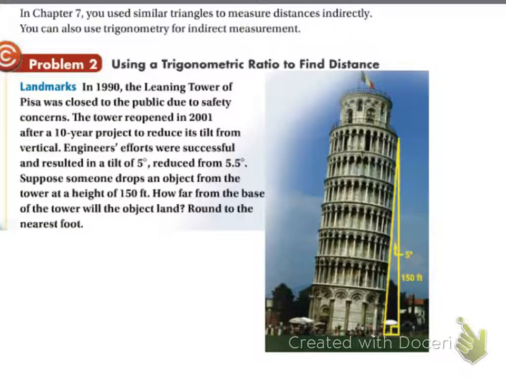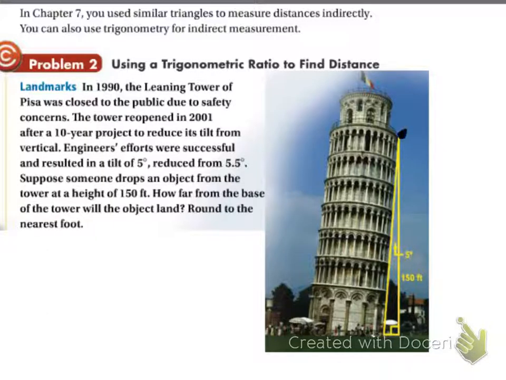Okay, we're going to apply some trig ratios here to find distance. In 1990, the Leaning Tower of Pisa was closed to the public due to safety concerns. The tower reopened in 2001 after a 10-year project to reduce its tilt from vertical. Engineers' efforts were successful and resulted in a tilt of 5 degrees, reduced from 5.5 degrees. Now suppose someone drops an object from the tower at a height of 150 feet. How far from the base of the tower will the object land, rounded to the nearest foot?